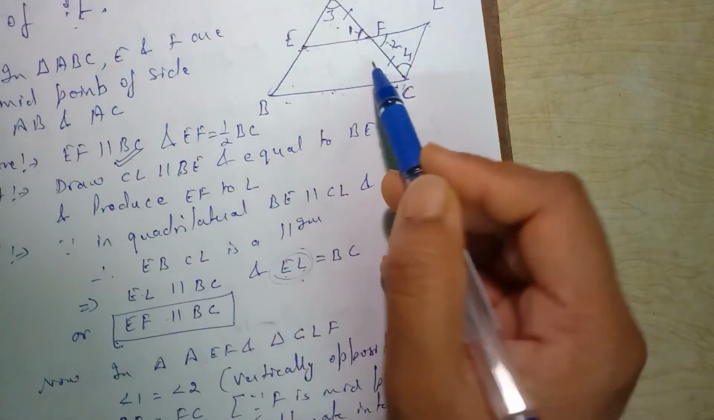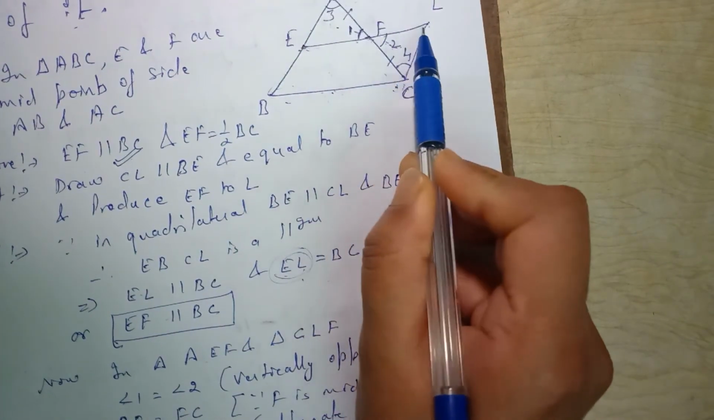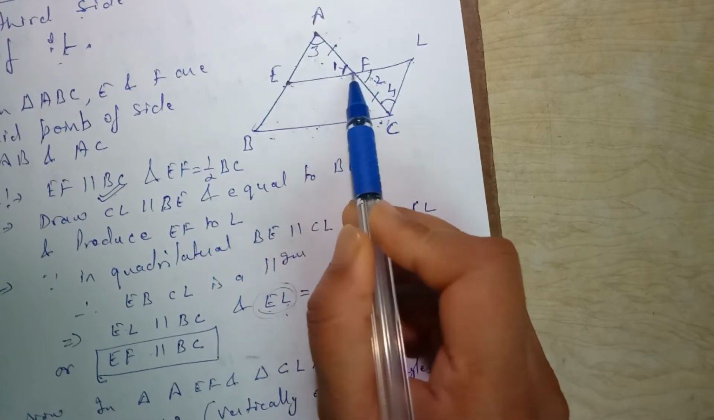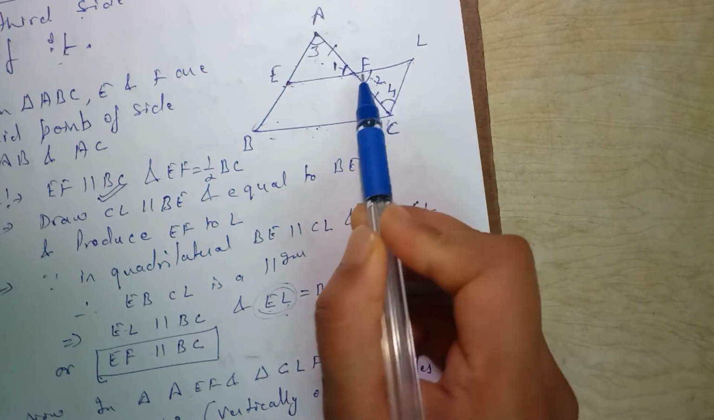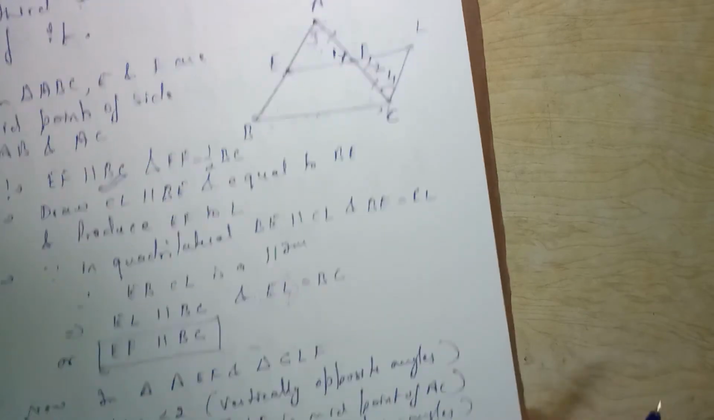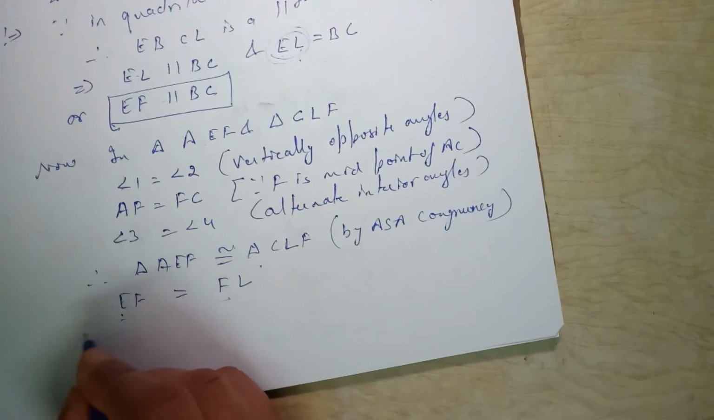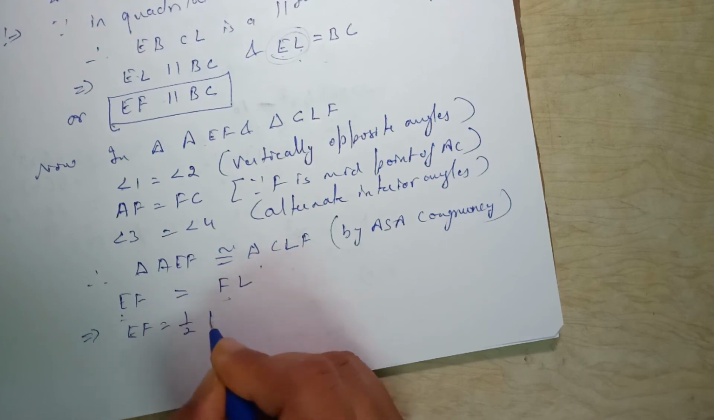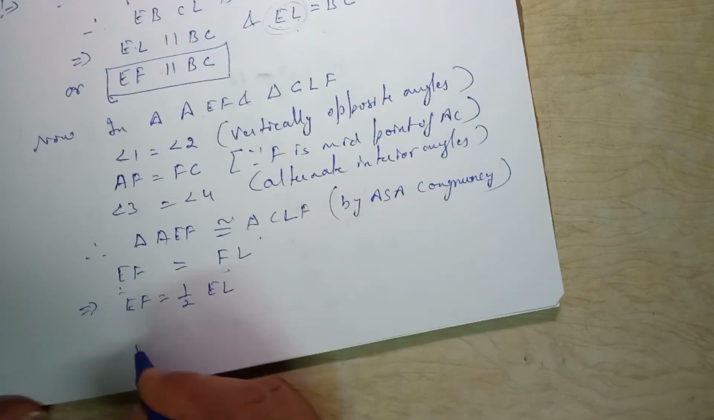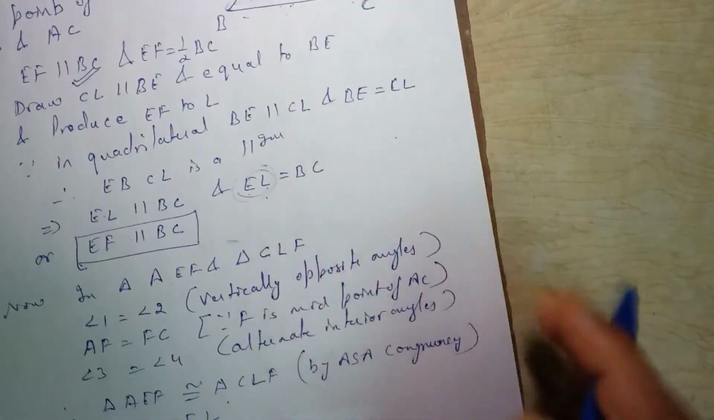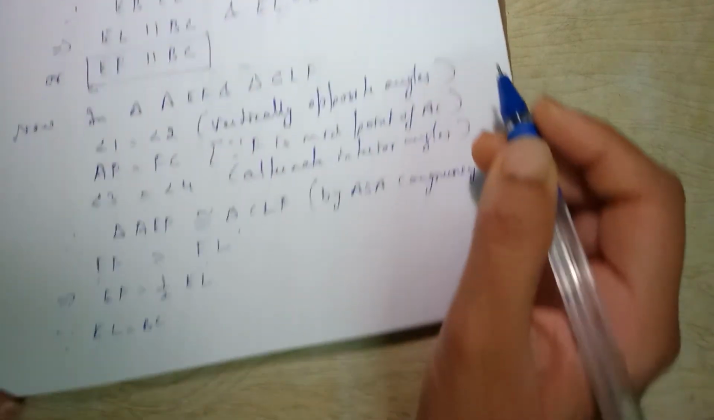Now come to the diagram. EF is equal to FL. If EF is equal to FL, then we can say EF is half of EL, or FL is half of EL, because both of them are equal. So this implies that EF is equal to half of EL. Now we have EL is equal to BC. Let it be equation number first.